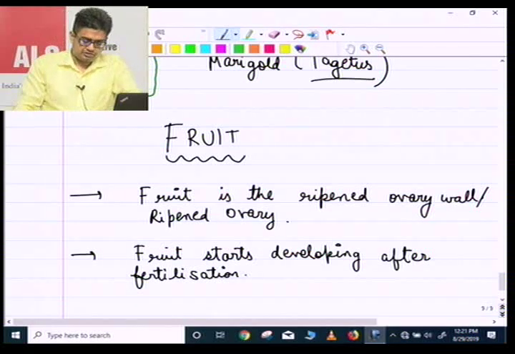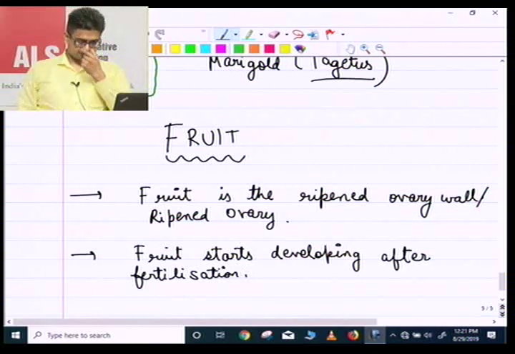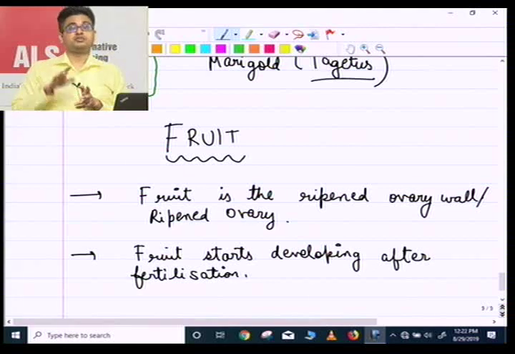After fertilization. And there is also another phenomenon. In some plants, fruit can be developed without fertilization. Fruit can be developed without fertilization.